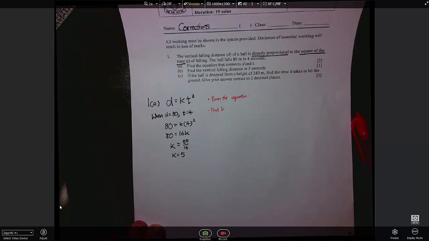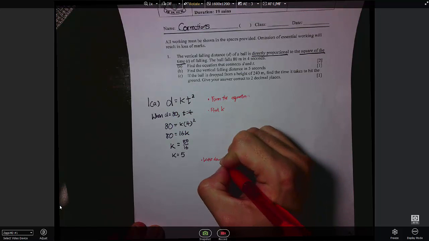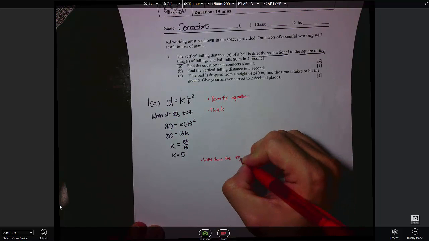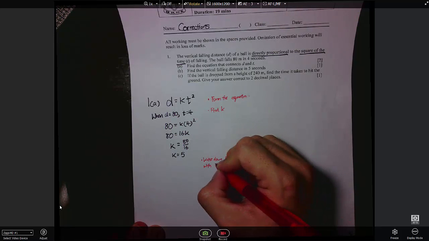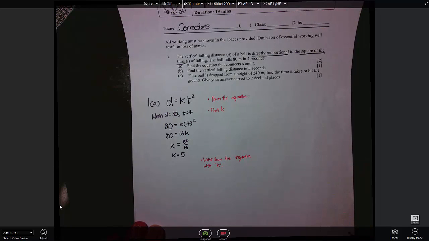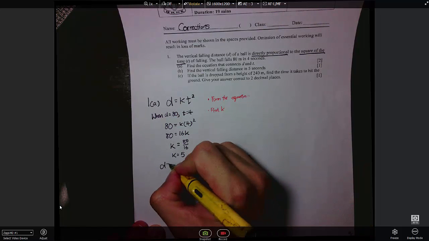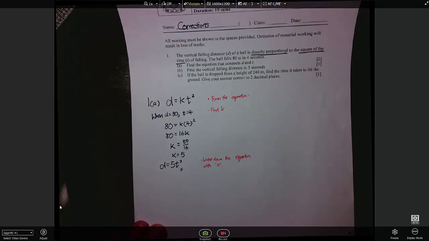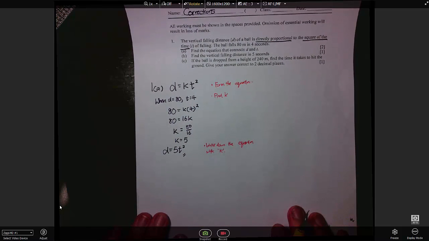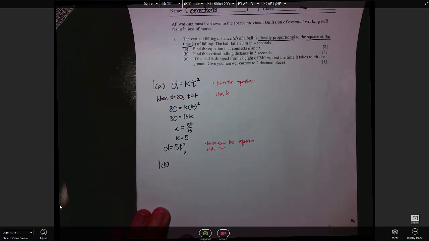Next part is to write down the equation. Okay, write down the equation with k. So the k value is equals to 5. So I write down the equation and say that d is equals to 5t square. And that concludes 1a. Now I'll do 1b. Okay, 1b works like this.